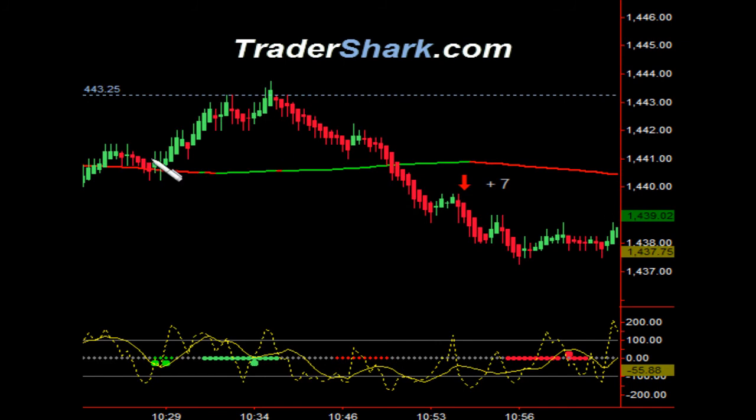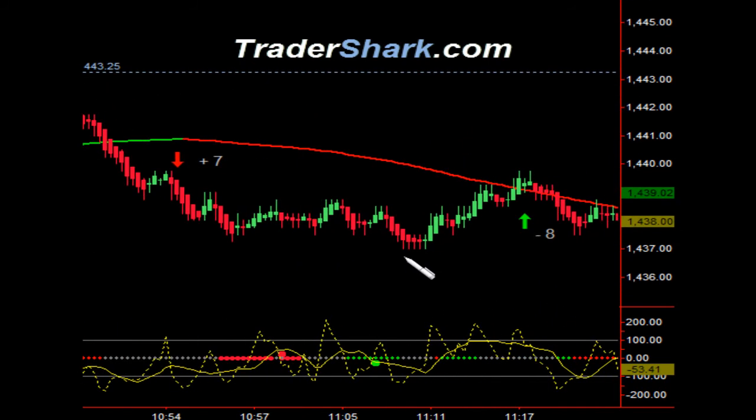Market continued. Even though we had a cross of the moving averages to the upside, we found resistance on the opening price for a sell-off, retracement, continuation. Target 1 and target 2 hit for a total of 7 ticks.